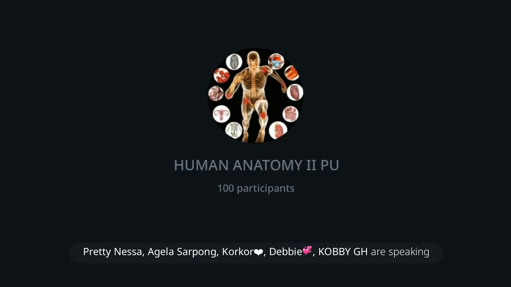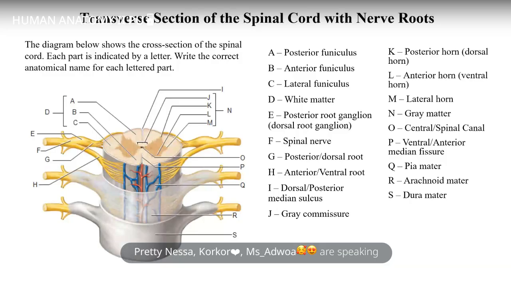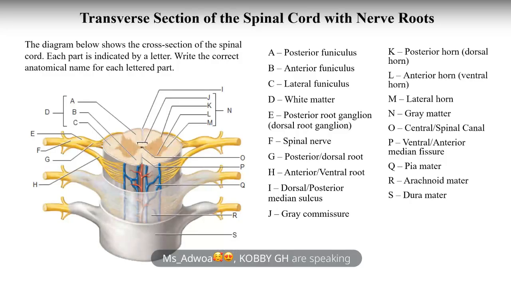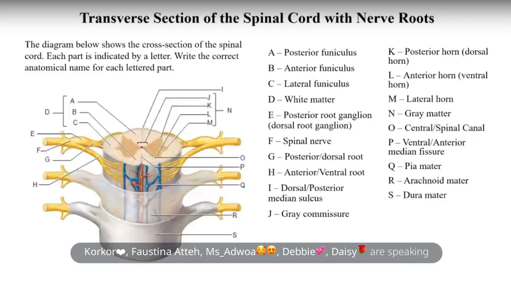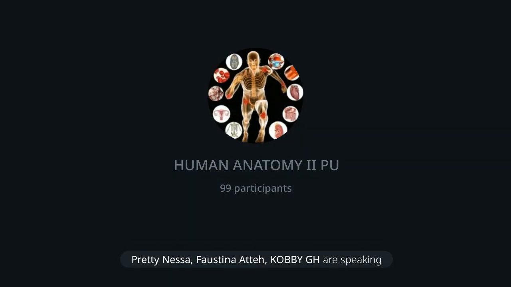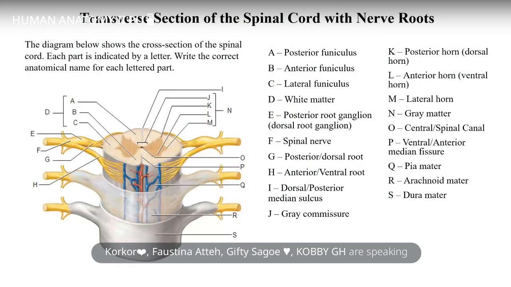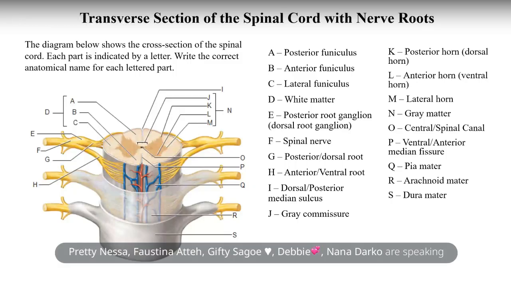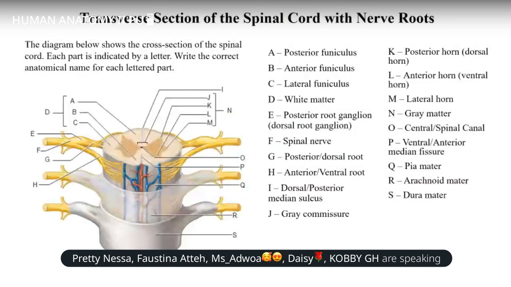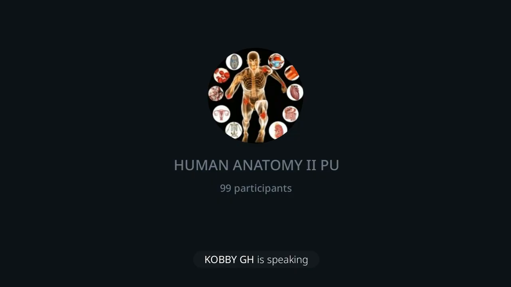Posterior horn. Which part is J? Dorsal median sulcus. Not true. The J is the gray commissure. Say gray commissure. It's for you to see. The J is this part.